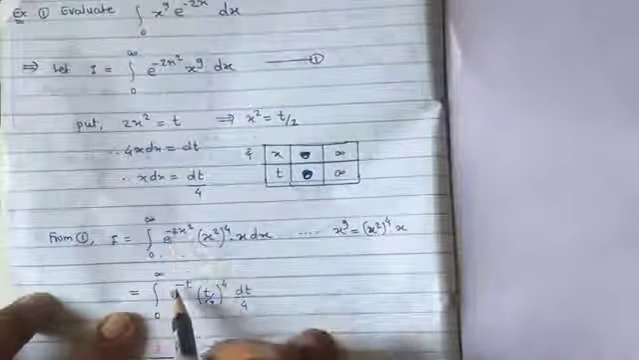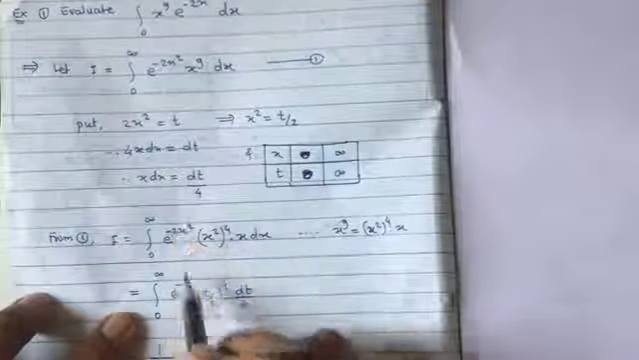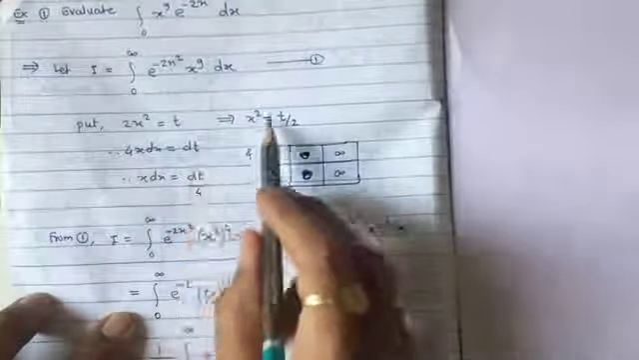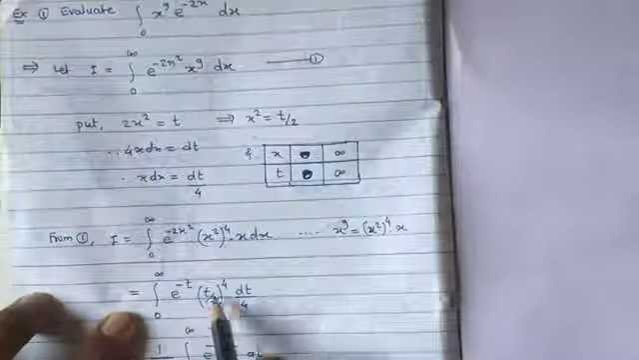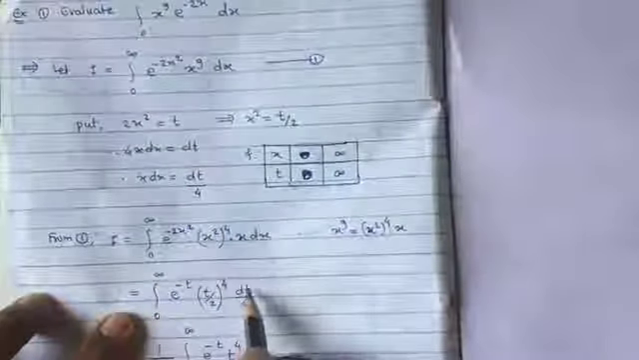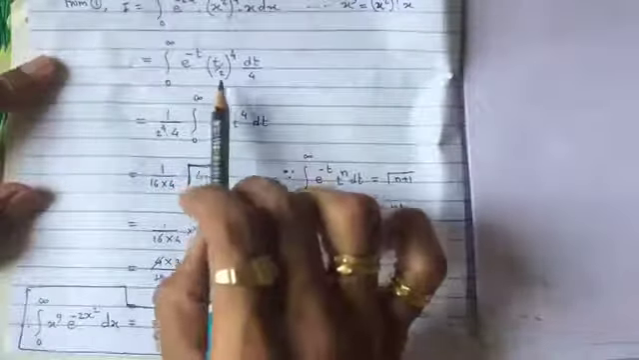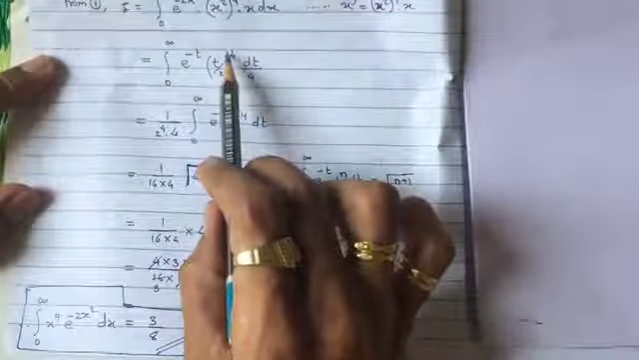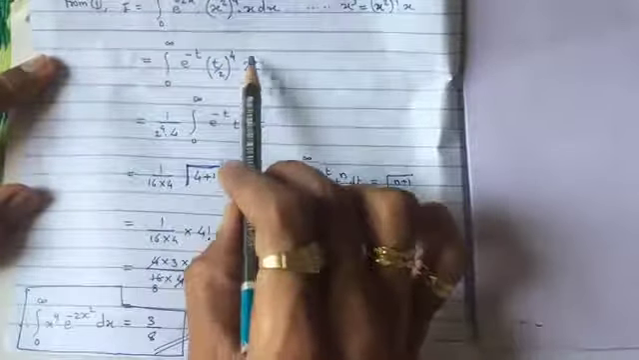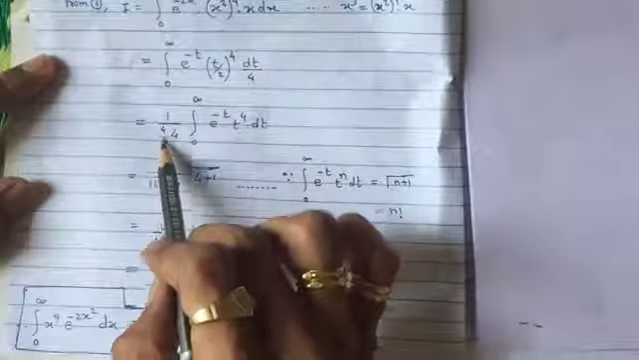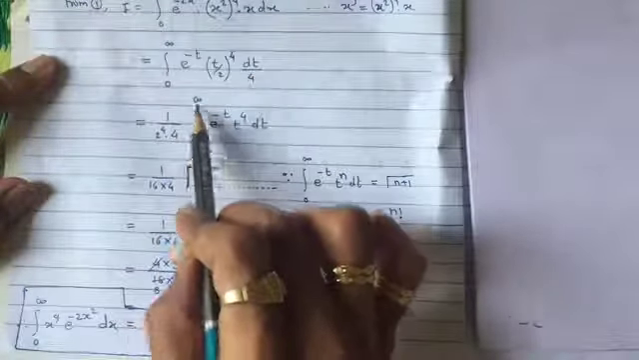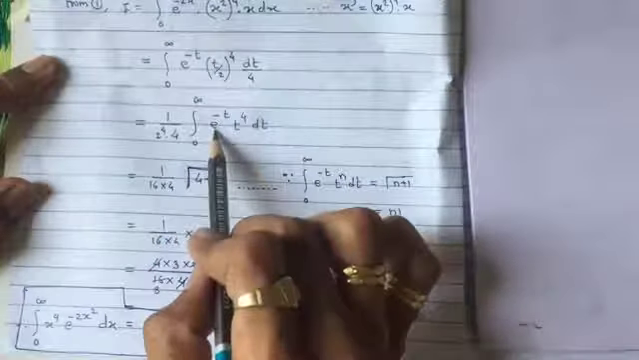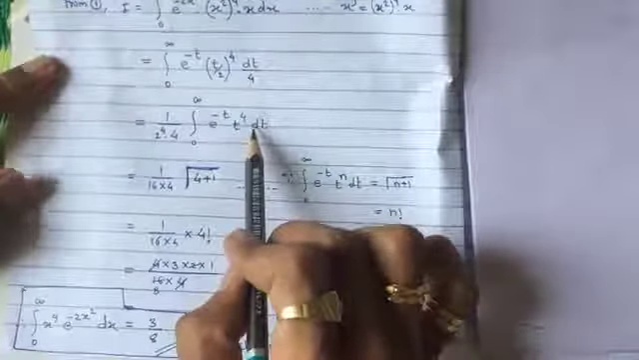Here e raised to minus t. Now 2x square is equal to t, so x square is equal to t upon 2, that is t upon 2 raised to 4, and x into dx is dt upon 4. After that, simplify this. Here t raised to 4 and 2 raised to 4, a constant term, 1 upon 2 raised to 4, take outside the integration, that is 1 upon 2 raised to 4 into 4, integration 0 to infinity e raised to minus t into t raised to 4 into dt.